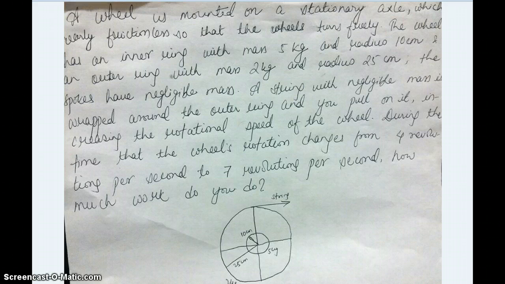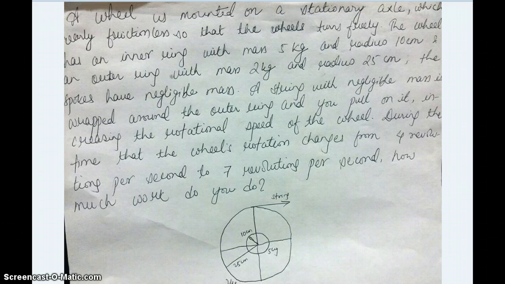The spokes have negligible mass. A string with negligible mass is wrapped around the outer ring and you pull on it, like the question says for you. It can be me or you, anybody, and you pull on it, increasing the rotational speed of the wheel. During the time that the wheel's rotation changes from 4 revolutions per second to 7 revolutions per second, how much work do you do?